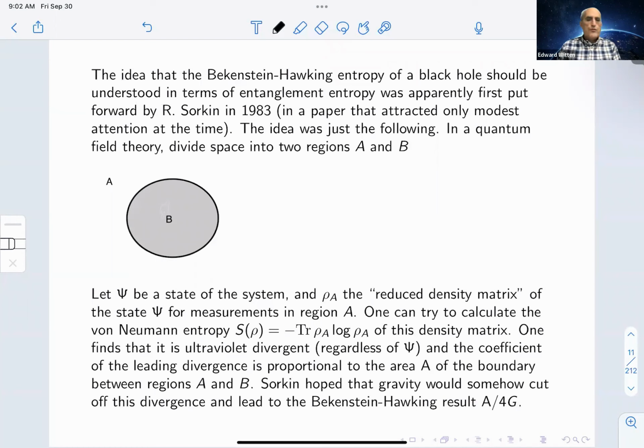Sorkin did get an entropy proportional to the area, but of course he had an infinite coefficient, whereas Bekenstein and Hawking had a coefficient 1/4G. But Sorkin had ignored gravity, which is like taking G to 0, so you could hope that Sorkin's divergent answer is the correct answer if you ignore gravity. And Sorkin was hoping that gravity would cut off the divergence and give a finite answer.